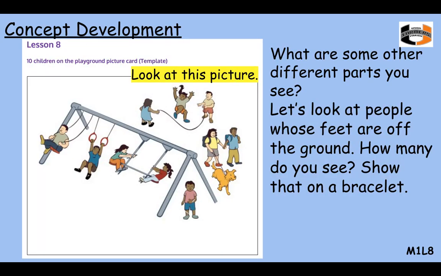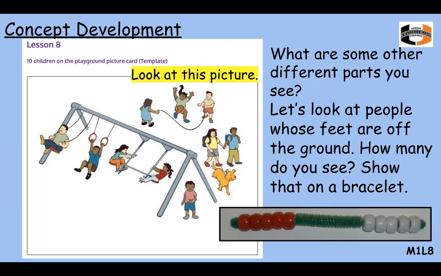Okay, we're going to look at the picture again. What are some other different parts you see? Let's look at people whose feet are off the ground. How many of those do you see? How many people have their feet off the ground? Okay, so the bracelet would look like that. There are 5 people that have their feet in the air.